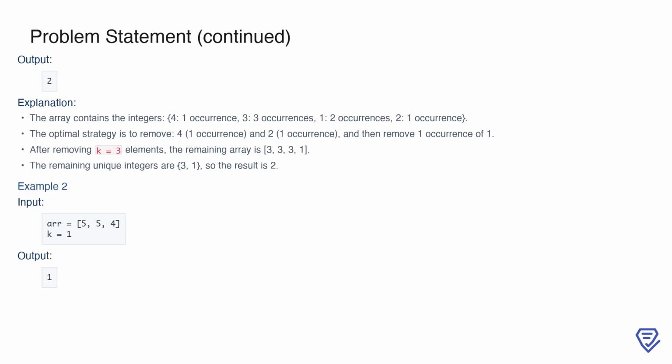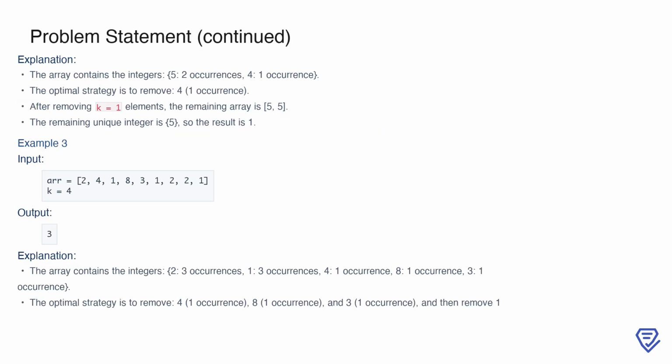The optimal strategy is to first remove elements with the lowest frequency. So, we remove 4 and 2, which account for 2 of the removals, and then remove one occurrence of 1. The remaining array is 3, 3, 3, 1, which has only 2 unique integers, 3 and 1. Thus, the output for this example is 2.